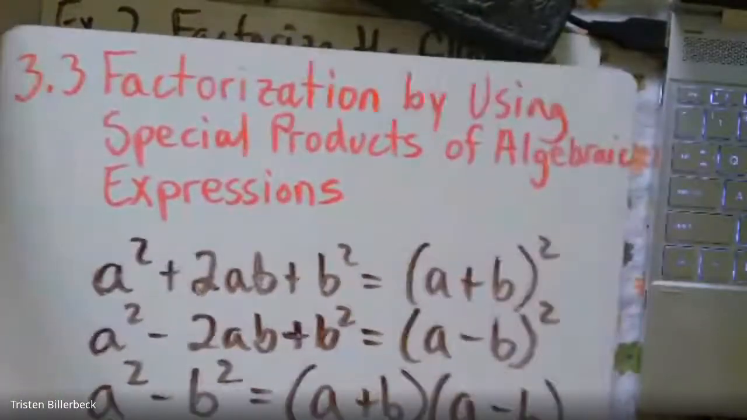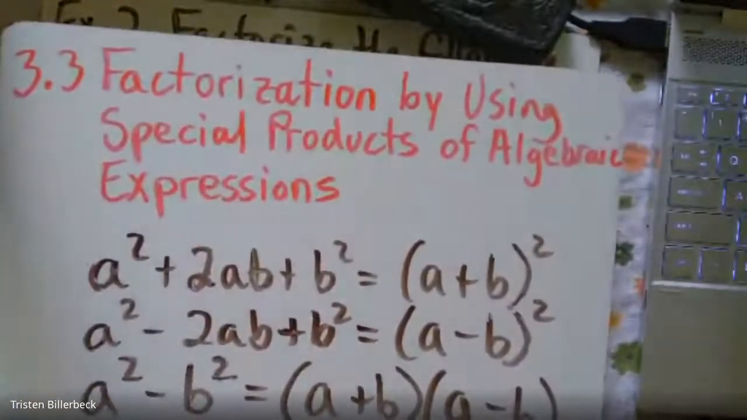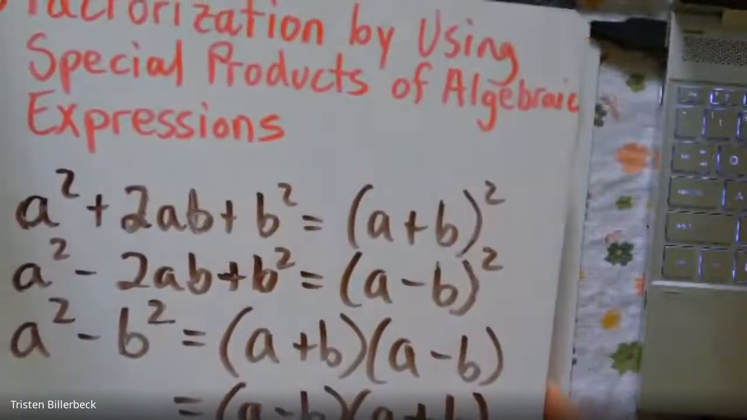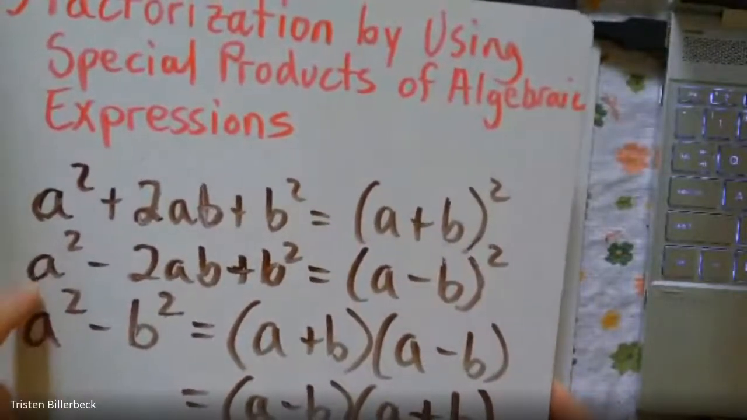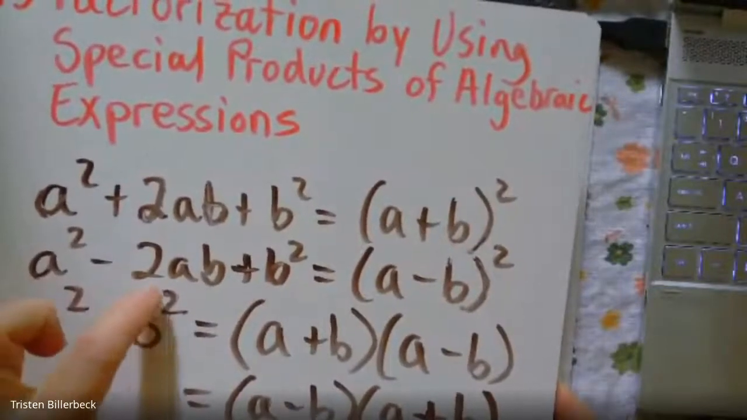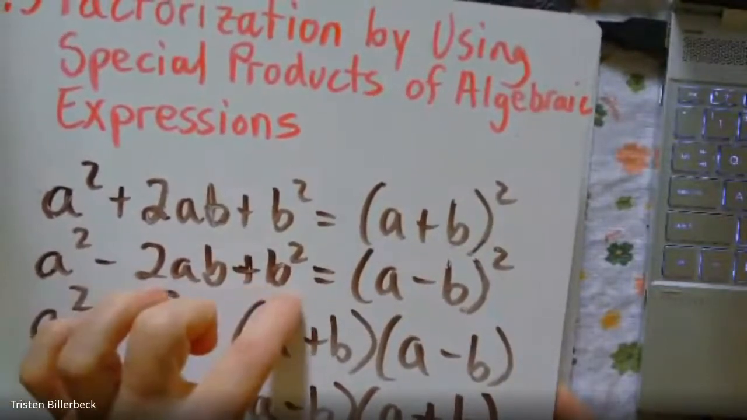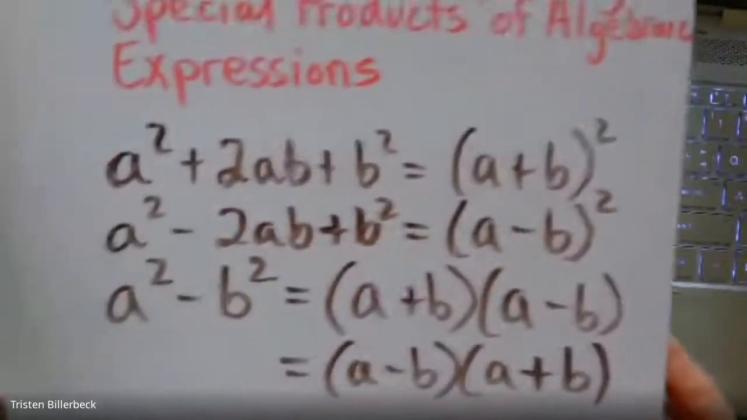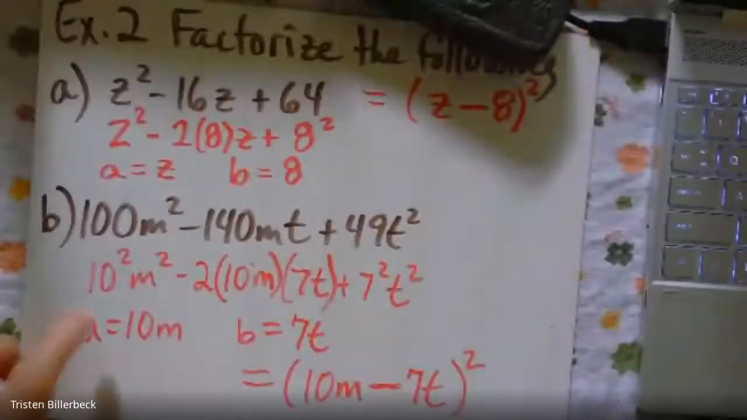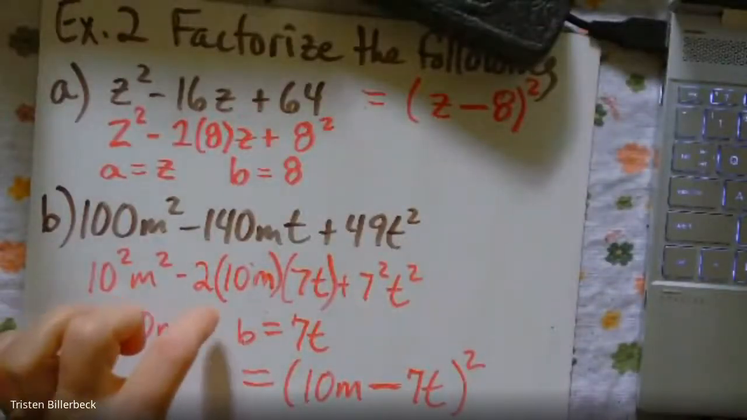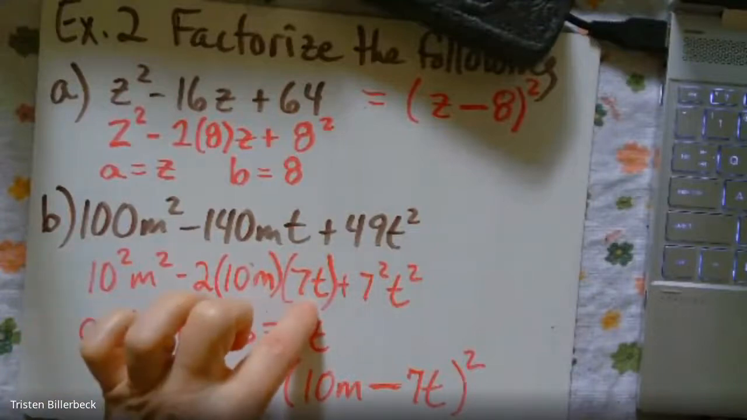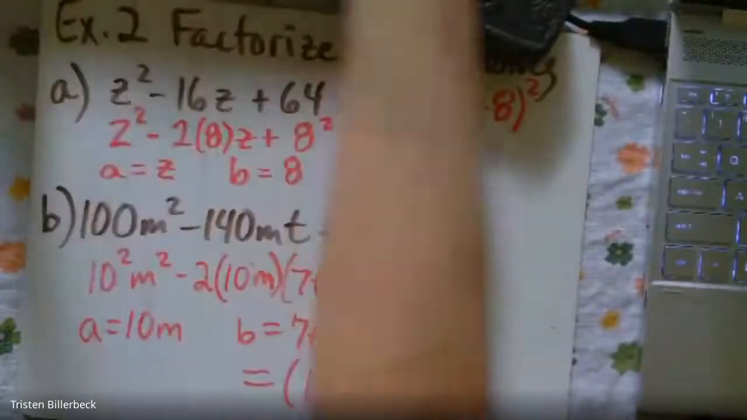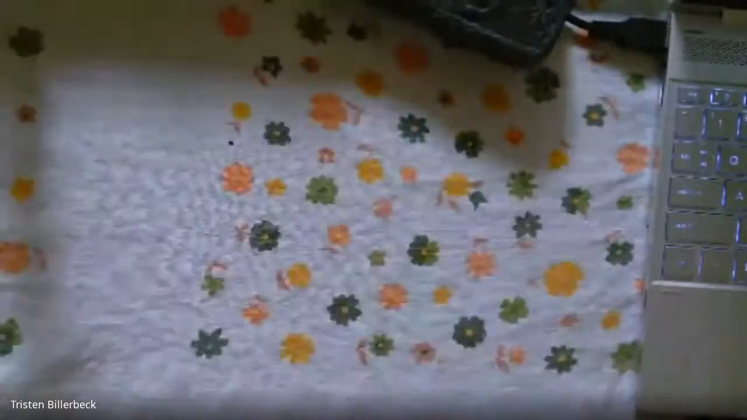If it says these are special products, then you know you're using a formula, one of these formulas. Okay? So we had a squared minus 2ab plus b squared, and then we were able to put it into this formula. Okay, there you go. All right, so that's what we did. Oops, that goes right there. All right, let's look at the next example.